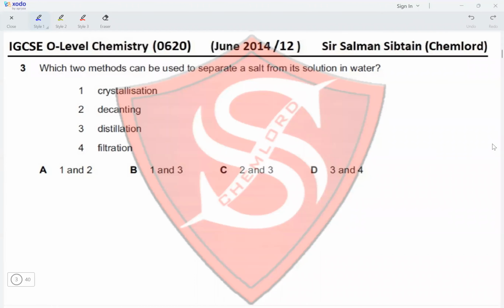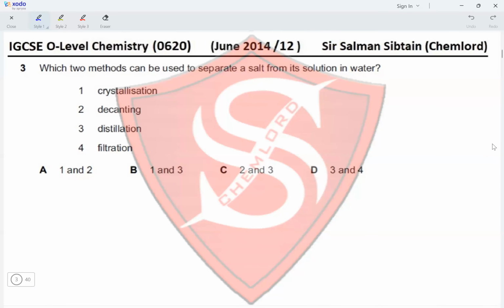Question 3. Which two methods can be used to separate a salt from its solution in water? A salt from its solution. Okay, so the salt is dissolved. So crystallization, yes, because in crystallization, we evaporate most of the water, which results in crystals forming, and then we filter it. So we actually separate the soluble salt in the form of crystals from its solution.